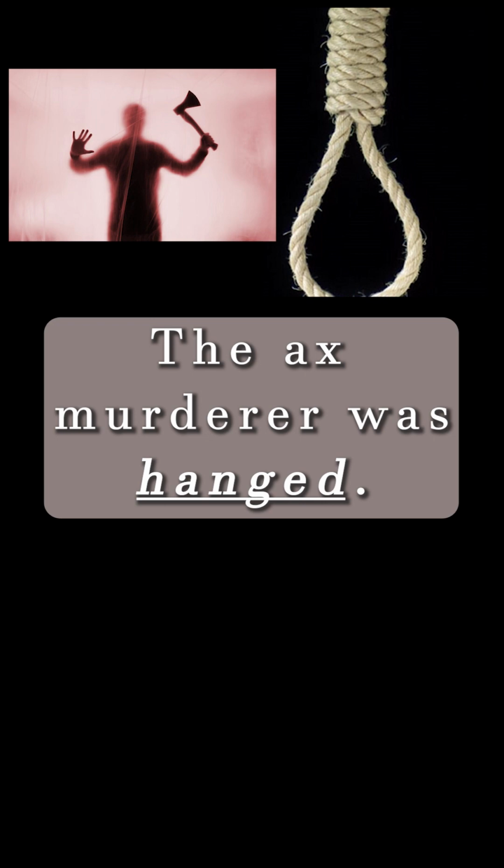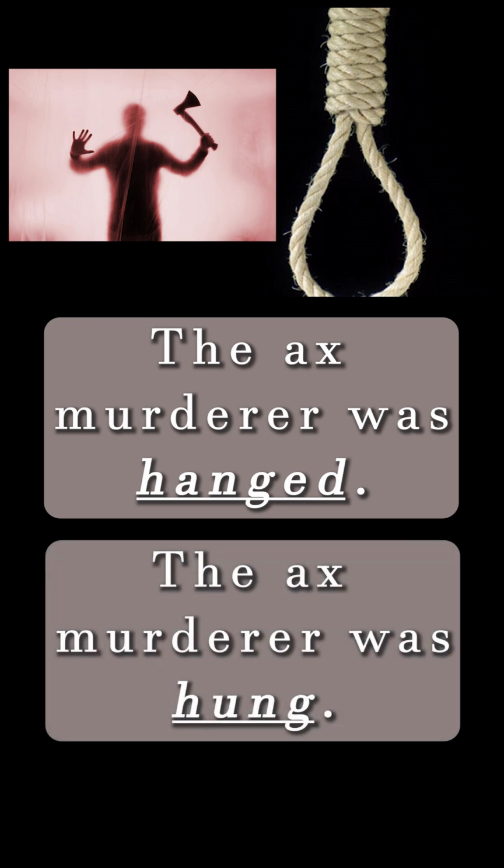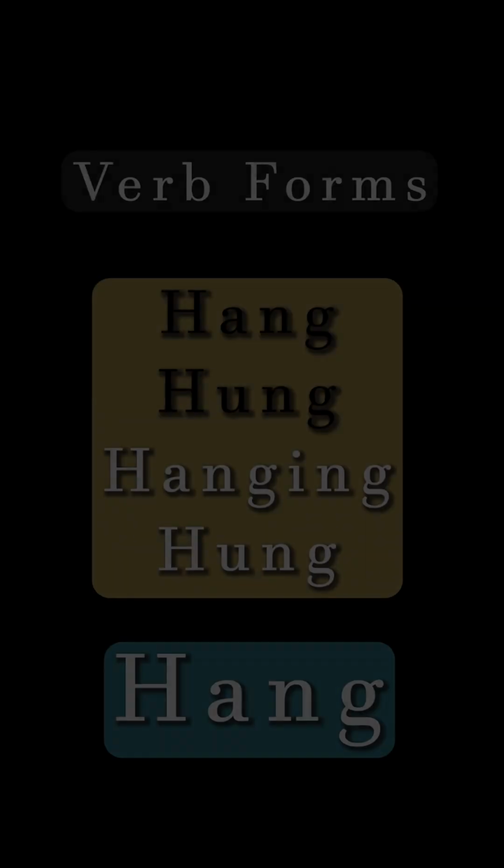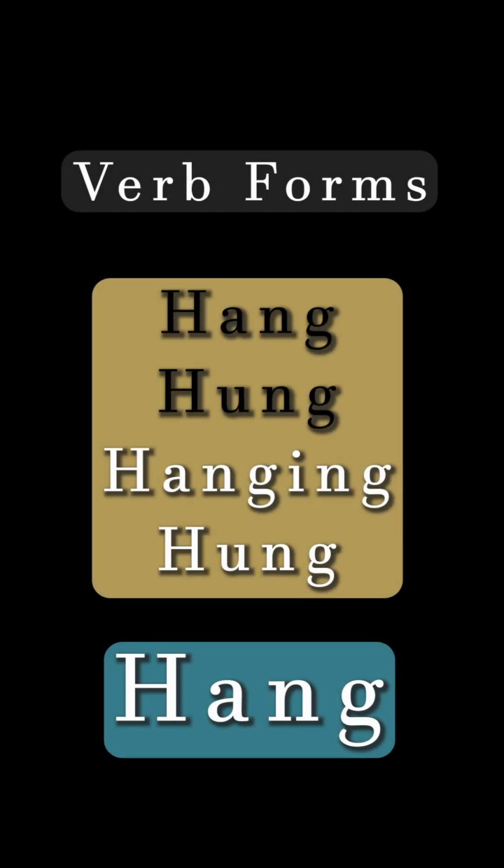Is it the axe murderer was hanged? Or is it the axe murderer was hung? What's the difference? Well, there's very, very easy ways of remembering that. So let's start with the verbs hang, present tense, and hung, past tense. Hang for present and hung for past tense.